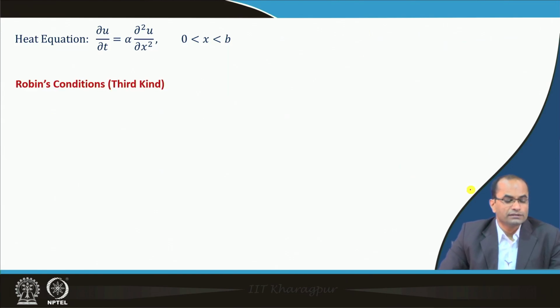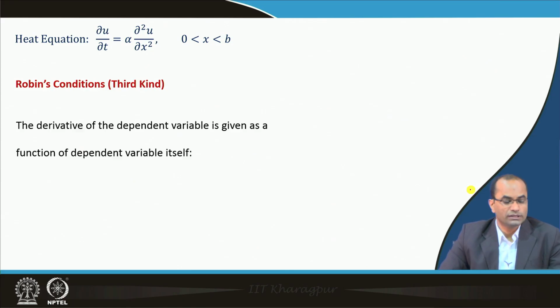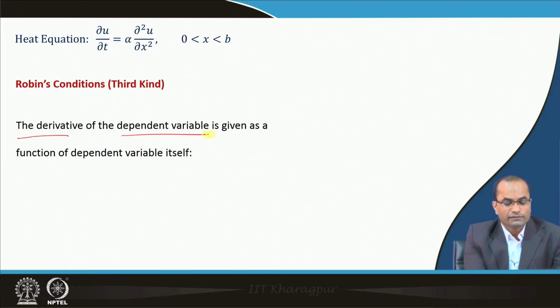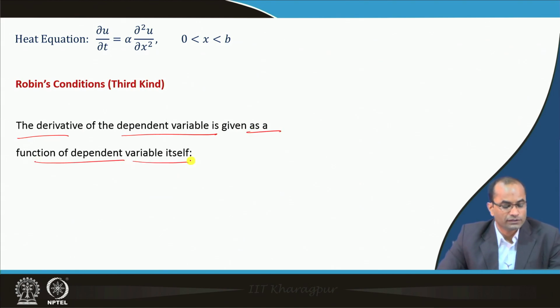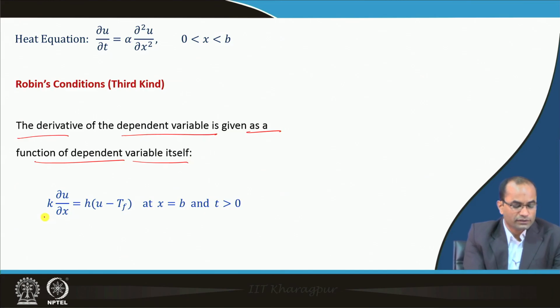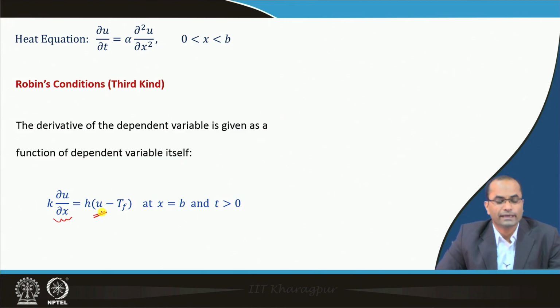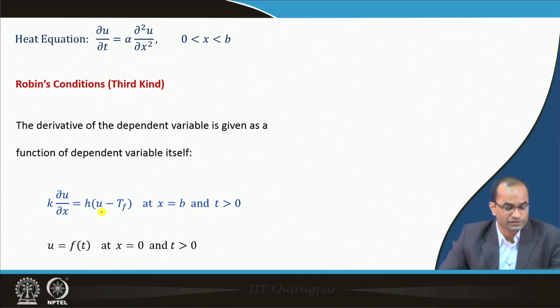The third kind of boundary conditions we will discuss here are called Robin's conditions, or the third kind of boundary conditions. The derivative of the dependent variable is known in this case as a function of the dependent variable itself. So, if we consider, for example, del u over del x given as h times (u minus some constant T f), the derivative of the dependent variable is a function of the dependent variable again. Such boundary conditions are called Robin's boundary conditions, and they very often appear in applications.